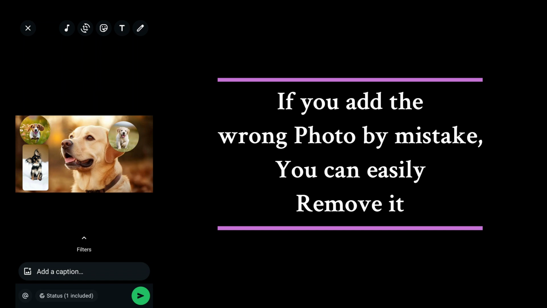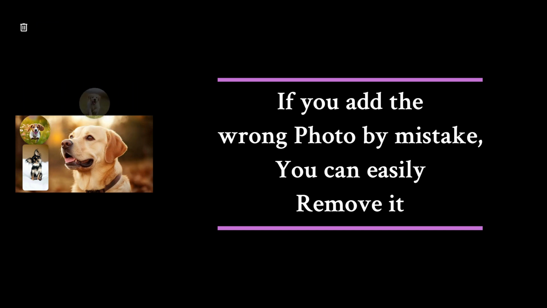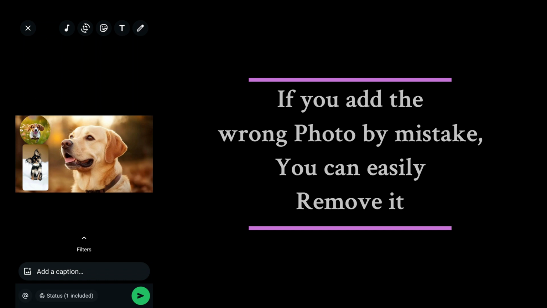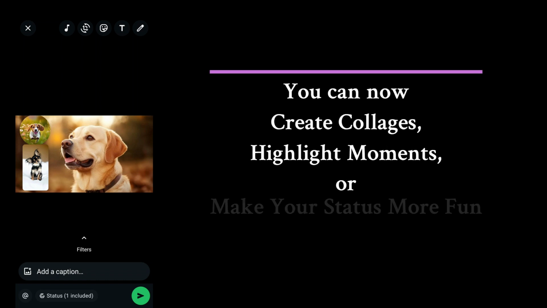And don't worry if you accidentally add the wrong photo. Removing it is easy. Just tap and hold the sticker you want to remove, then drag it to the top left corner of the screen where a trash or delete icon will appear. Drop it there, and it will be deleted from your status.